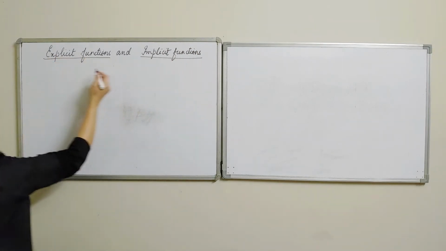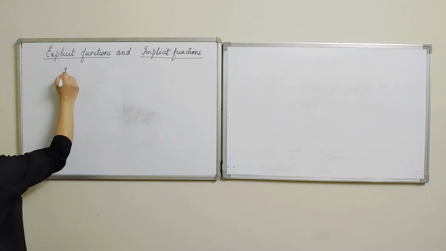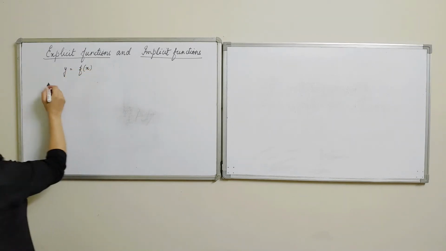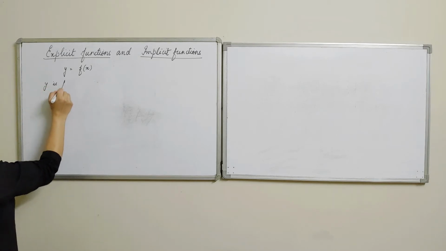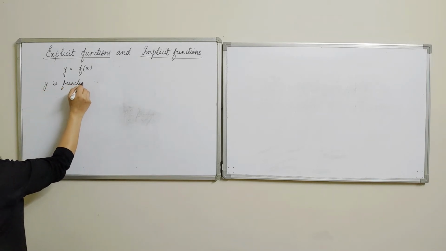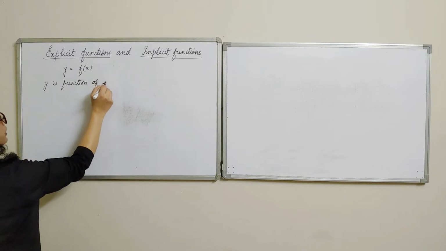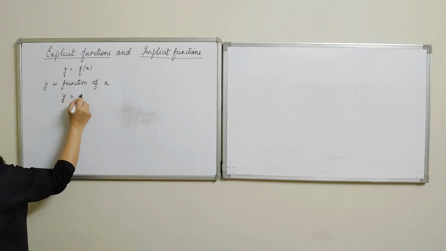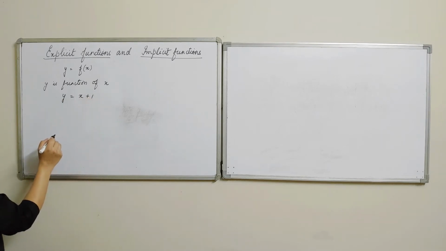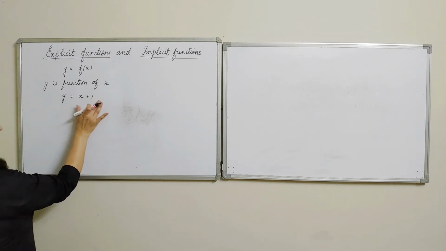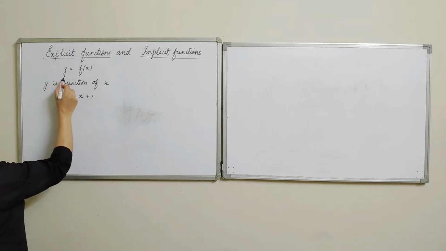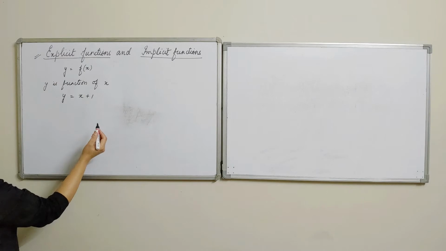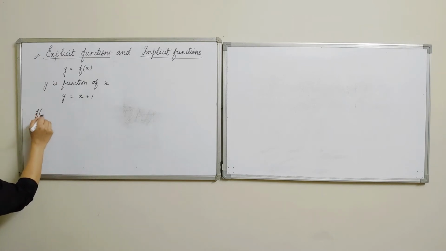So far, whenever we have referred to any function, we have usually said that y is a function of x. We write it down as y is a function of x, and we mean to say that y can be expressed in terms of x. For example, y is equal to x plus 1. Whenever y can be expressed in terms of x, that means y is a function of x. Such a function is said to be an explicit function. Let us take one more example.